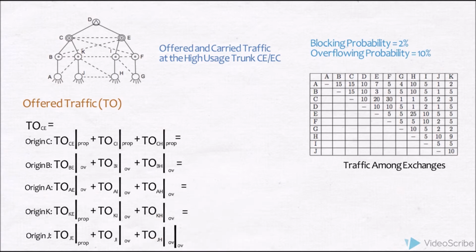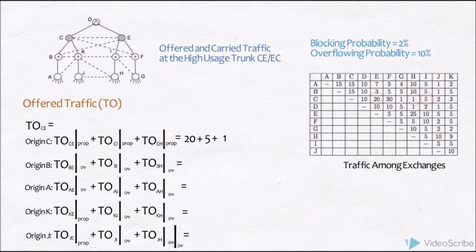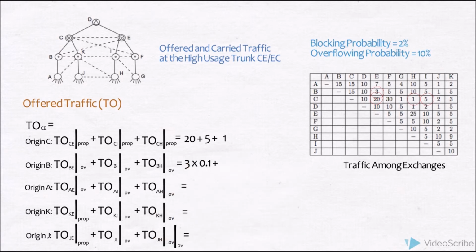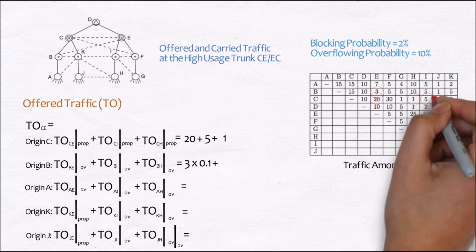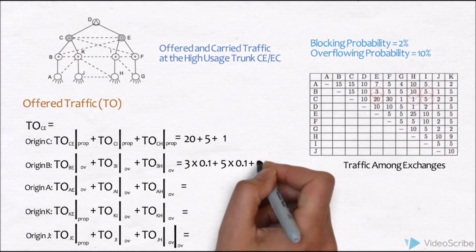So we have the traffic from C to E, which is 20, the traffic from C to I, which is 5, and the traffic among C and H, which is 1 Erlang. With origin in B, we have the traffic from B to E, which is 3 Erlangs, but it's overflow, so we multiply it times the overflowing probability, which is 0.1, plus 5 times 0.1, because it's also overflowed, plus 10 times 0.1, which is the overflow traffic among B and H.